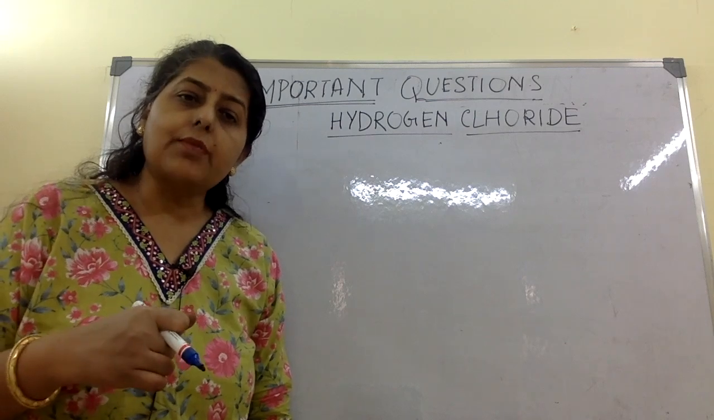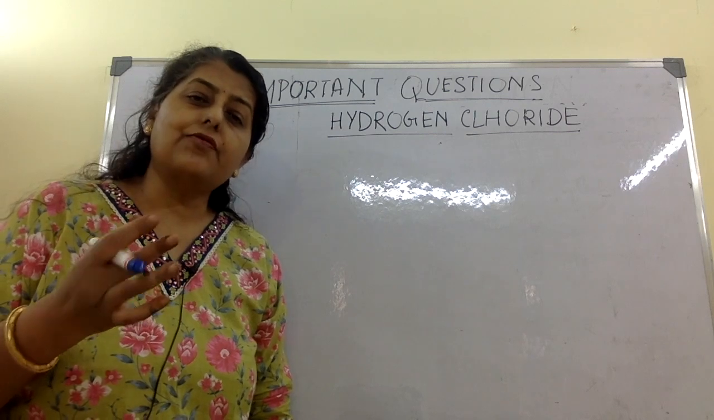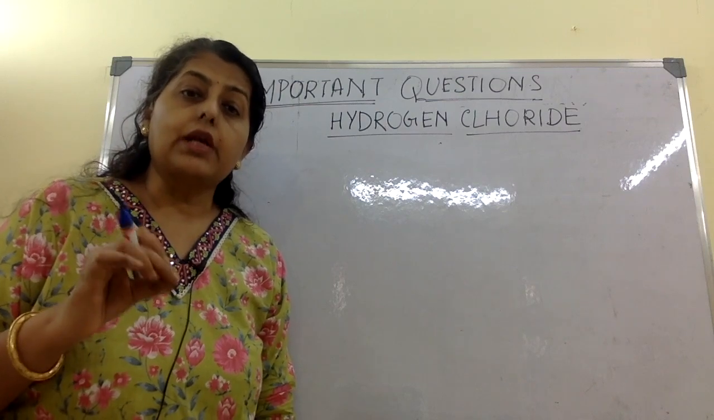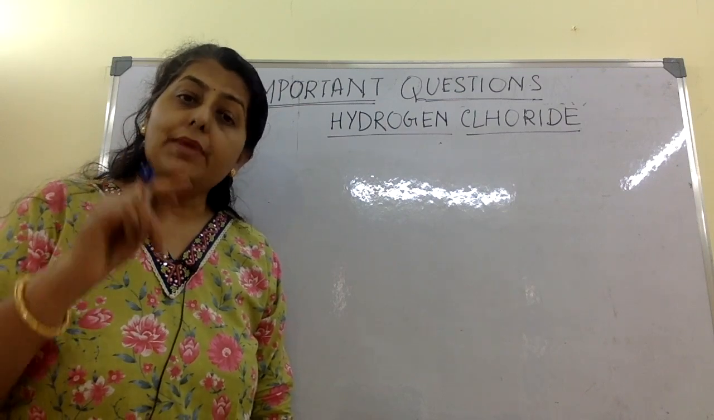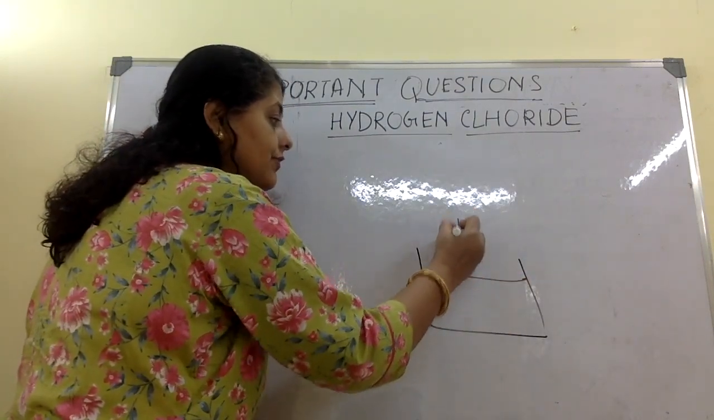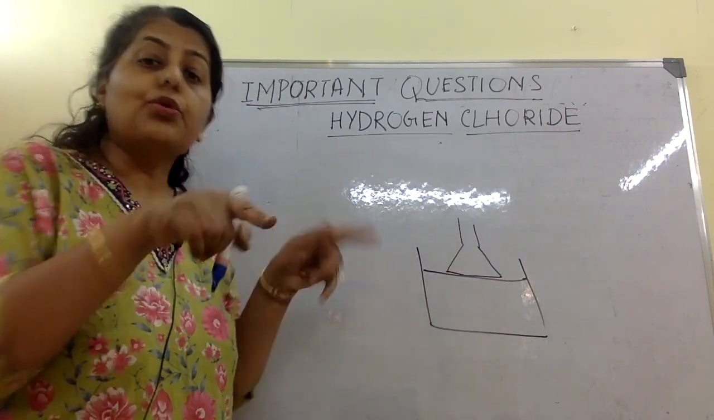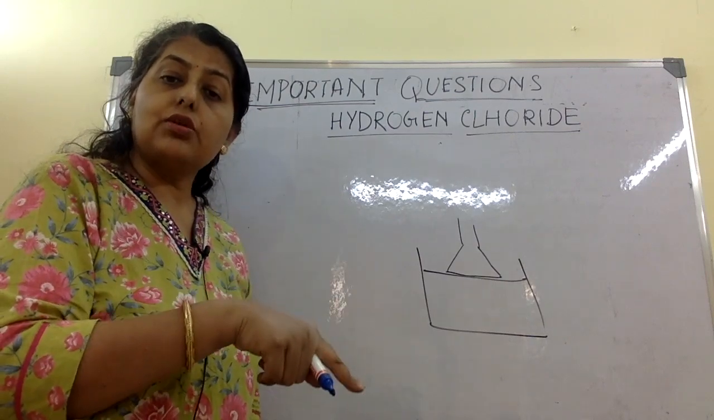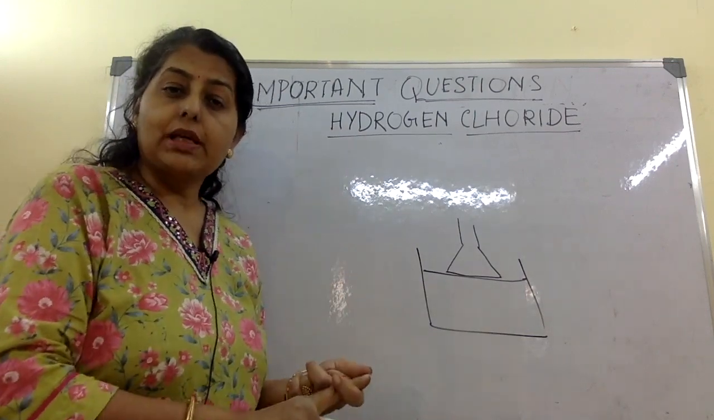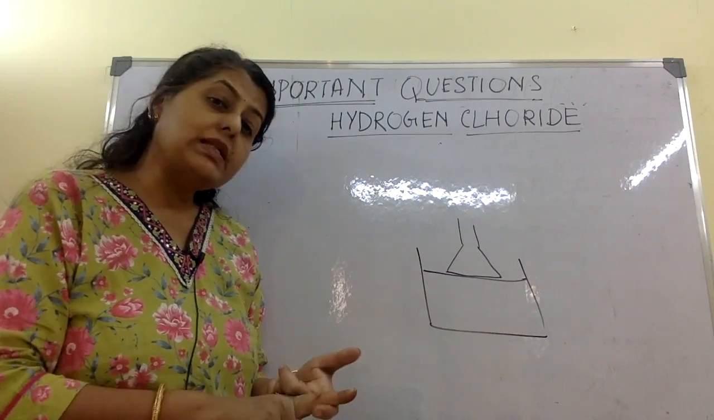One very important question that keeps coming in this chapter is: what is the funnel arrangement? They are always asking questions on it. You have a beaker in which there is water, and a funnel placed just above the water. You don't stick it to the water. Why? First, they ask what this process is used for. This process is used for preparation of HCl acid from HCl gas.